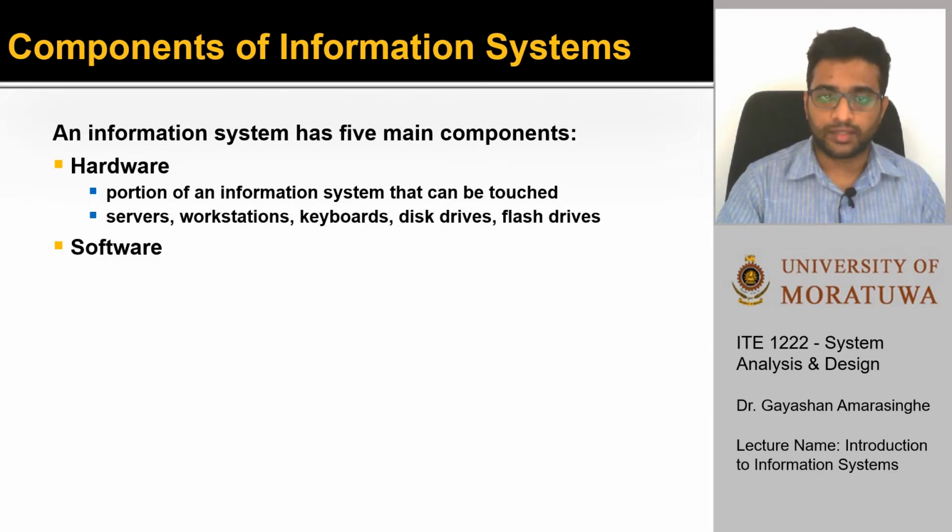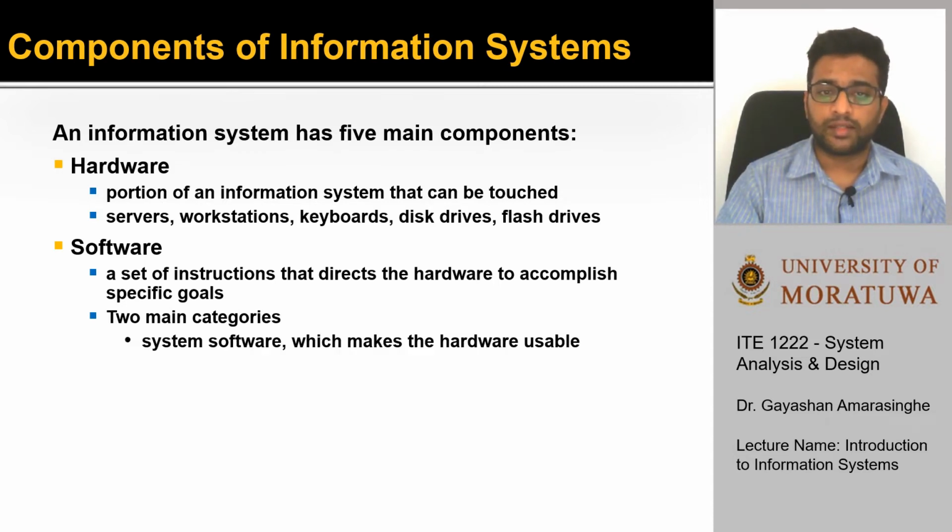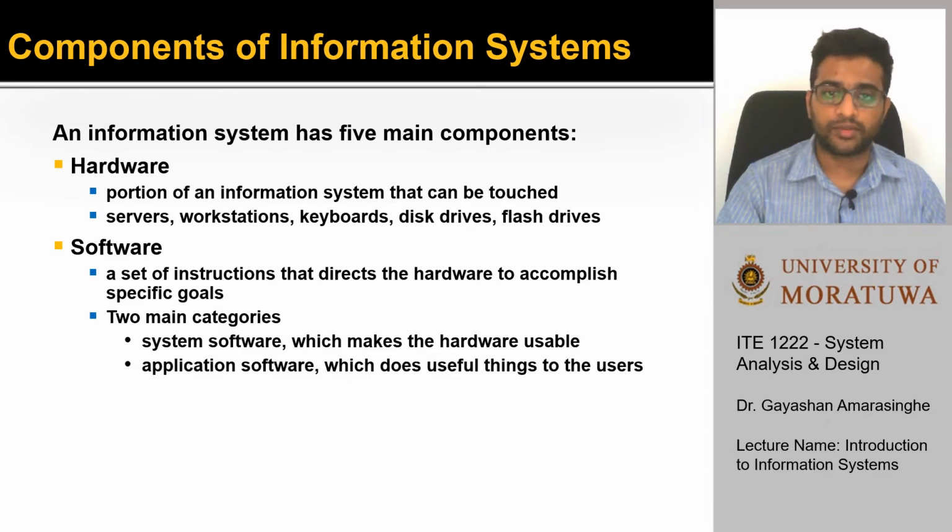Software is a set of instructions that directs the hardware to accomplish specific goals. There are two main categories of software: system software, which makes the hardware usable, and application software, which does useful things for the users.